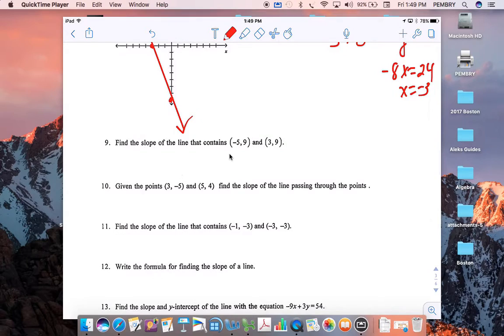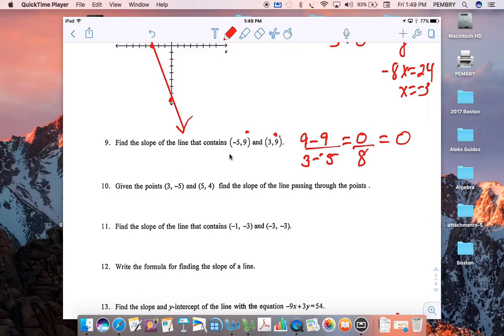To find the slope, we subtract the y's, so I will say 9 minus 9. And then in the denominator, I will say 3 minus a -5. 9 minus 9 is 0. 3 minus -5 is 3 plus 5 or 8, and this equals 0.